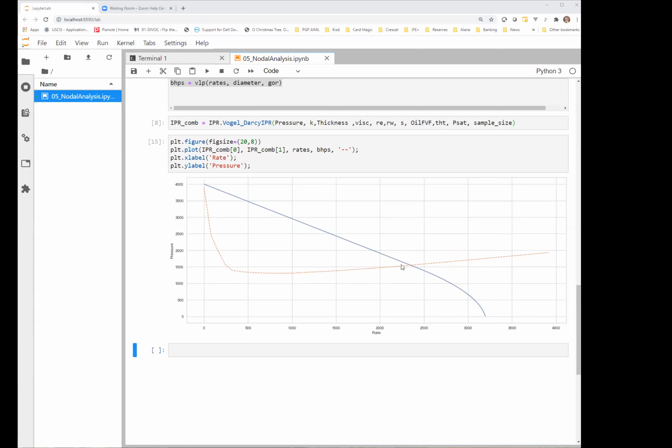Also keep in mind that we may have two possible solutions depending on the characteristics of my well and my reservoir. So for this case, and for the sake of simplicity, we are going to be using the single point intersection, but keep in mind that we might be dealing with two.